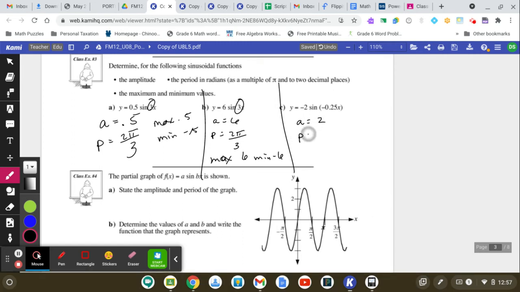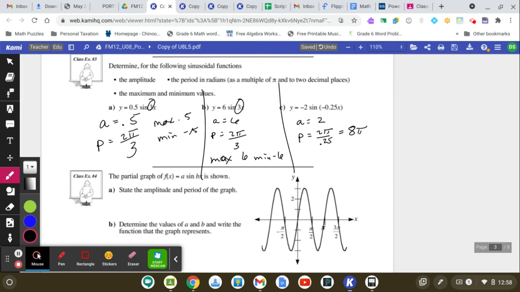What is the period? 2 pi over 0.25. Now, what is 2 divided by a quarter? If you had $2 and you split it up into quarters, how many people could get a quarter? 8. So all of a sudden this is 8 pi. Your period for letter C is 8 pi.